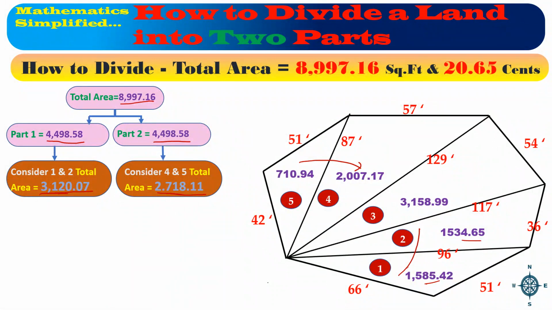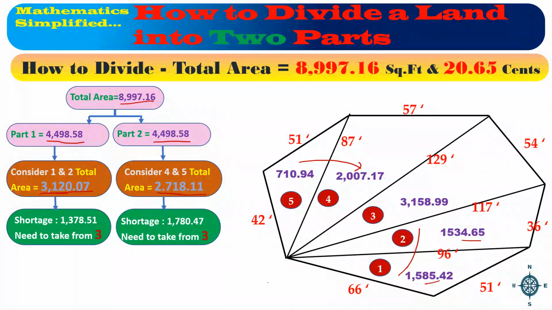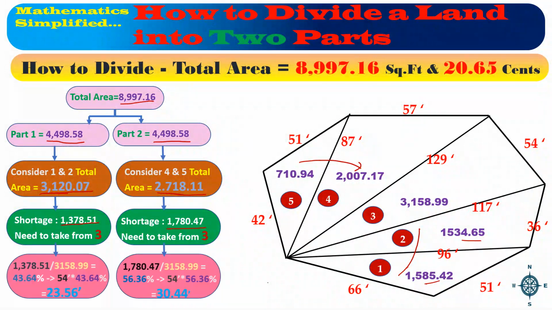Now triangle 3 is remaining. We have not considered triangle 3. So we need to get 4,498.58, but from triangle 1 and 2 we got only this much. So the shortage is this. From bottom to top, this side we should get 1,378.51 square feet. It's a shortage for this side. Similarly, the shortage for this side is 1,780.47. This we need to take from triangle 3 because that is the only one we have not considered.